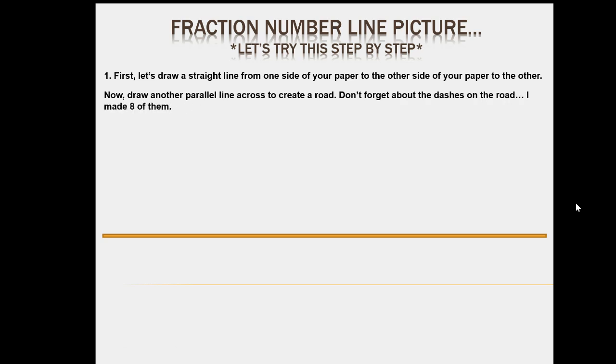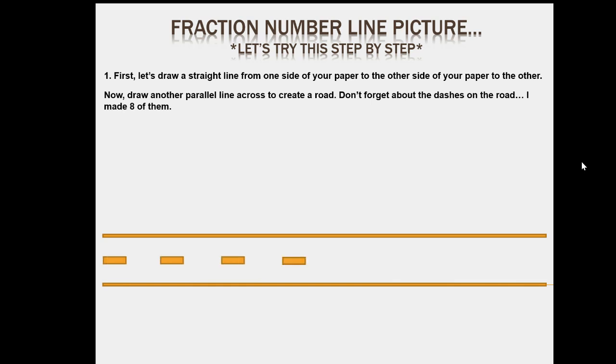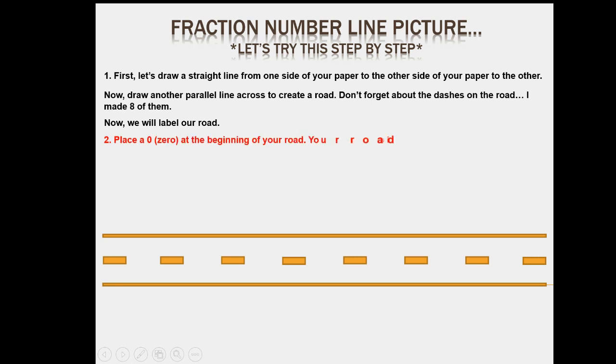And don't forget about the dashes. I made 8 dashes on my road. So there's our second line, and here are 8 dashes: 1, 2, 3, 4, 5, 6, 7, and 8. Next, now we will label our road. So we're going to place a 0 at the beginning of the road, and the road is going to be 1 mile long. I placed a 0 there first, but I went ahead and placed my 1 at the end because we're going to get to that later.